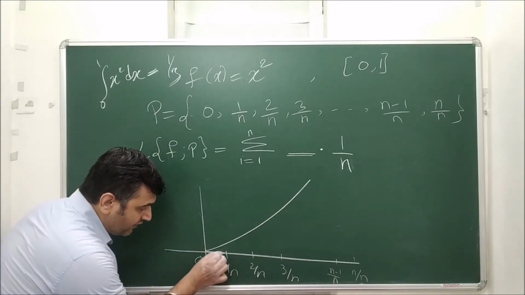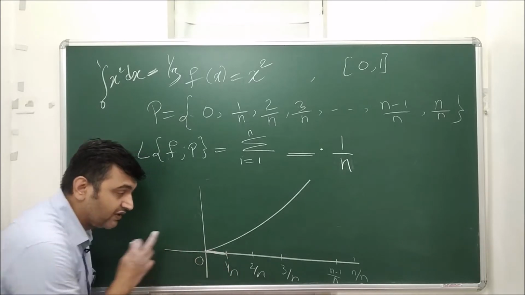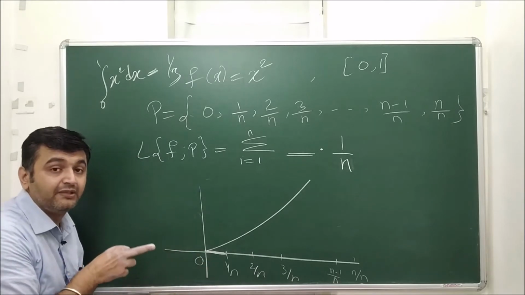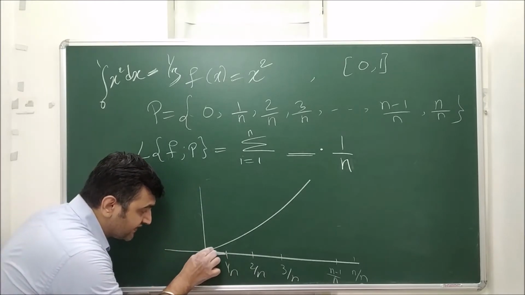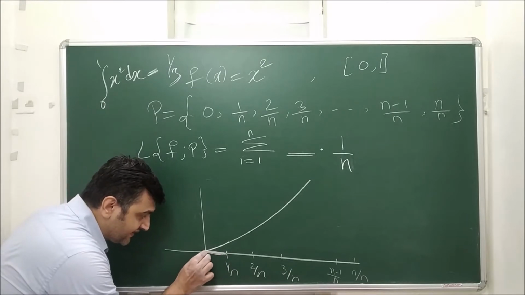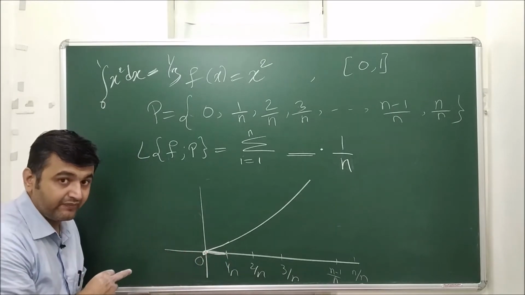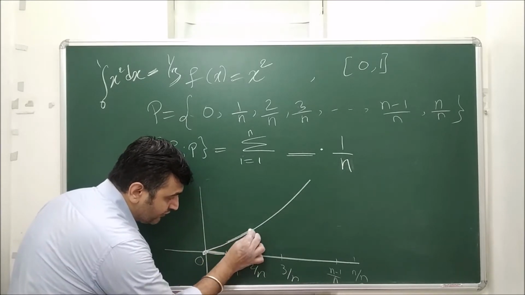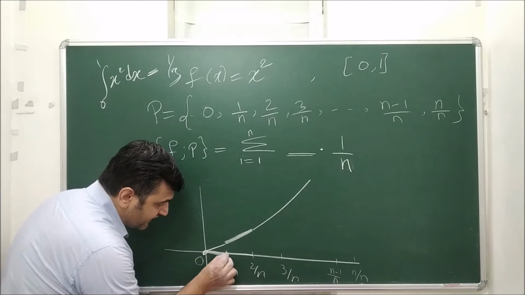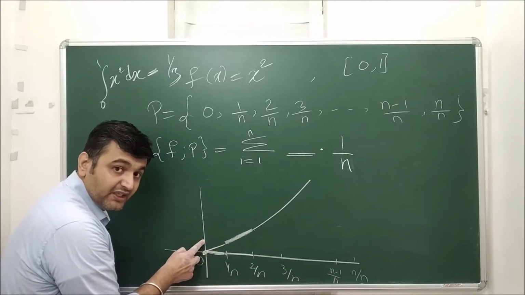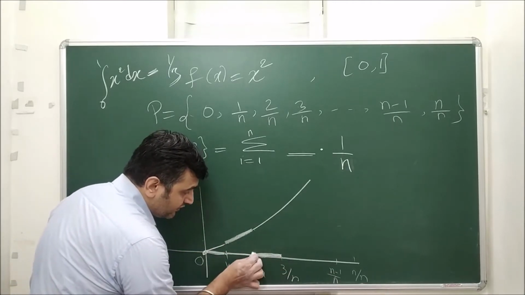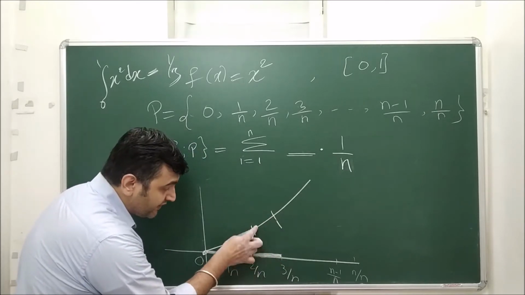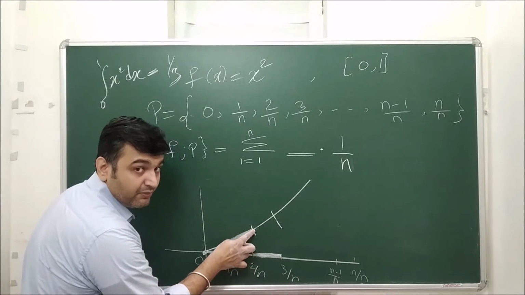In the first subinterval, the function is an increasing function. You look for the point where the function is taking the minimum value. Over this subinterval, this is the graph. You can see that at 0, the function is taking the minimum value. You go to the next subinterval, at which point does the function take the minimum value? As you can see, at 1 by n, the function takes the minimum value. Go to the next subinterval. In that case, this is the graph. At which point does the function take the minimum value? At 2 by n, the function takes the minimum value.